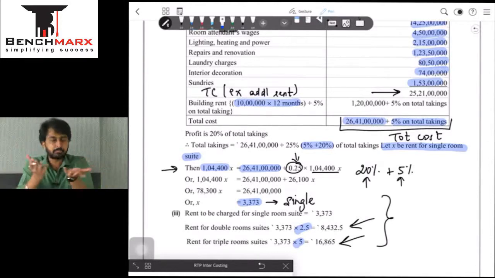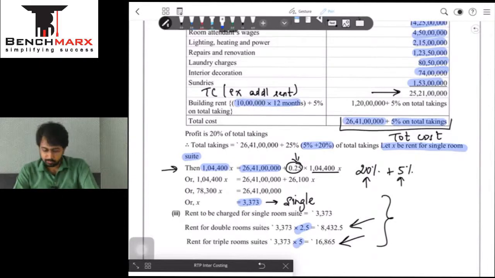So ये पूरे number का, that is 104,400x का 25% is nothing but an element of profit. Cost plus additional cost plus margin is equal to revenue, and revenue is 104,400x. Then take x on one side, numbers on the other, and I will get the value of x, which I had defined as the tariff of a single room, and into 2.5x for double and into 5x for triple.